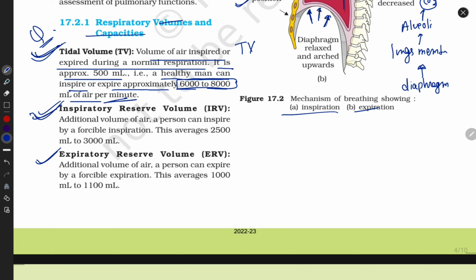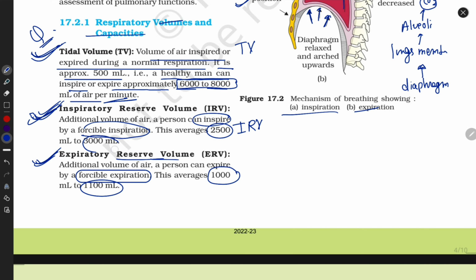What is inspiratory reserve volume? We can inspire normally, and if we inhale extra air forcefully, we call this the inspiratory reserve volume, IRV. And expiratory reserve volume is if we forcefully expire, if we forcefully exhale. This is the volume of forceful inhalation, this is the volume of forceful exhalation. You have to remember this thing.